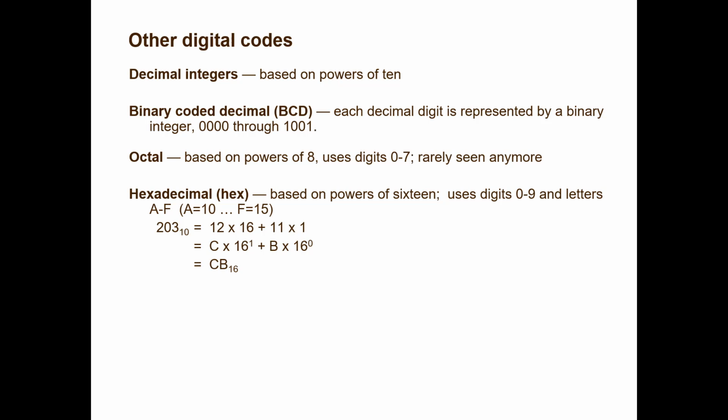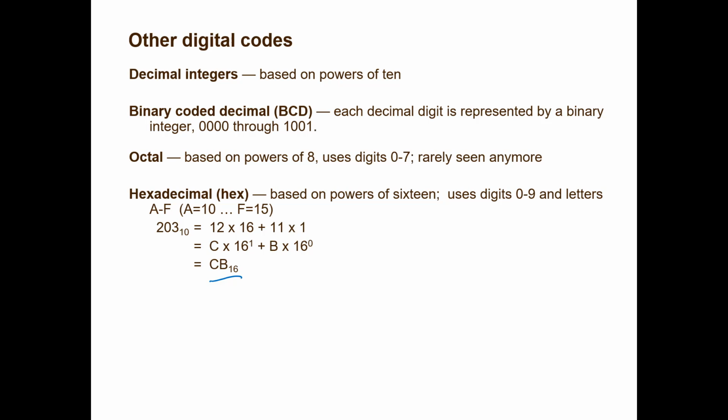Hexadecimal is based on powers of 16. So the same logic can be used to make a hexadecimal number. So here we can see that 203 in base 10 is equal to 12 times 16 plus 11 times 1, which then is represented by CB.